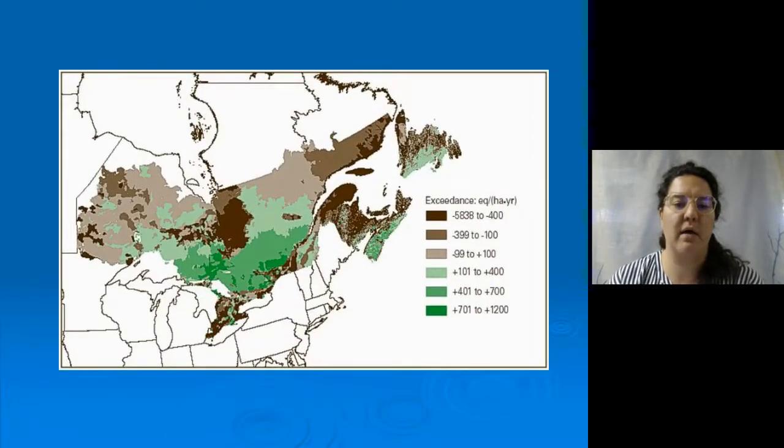So in this map of North America, we can see where the acid deposition has the greatest effect. And this is going to be in Ontario and Quebec. Again, they don't have a basic soil, and so those acid depositions are very serious to their environment.